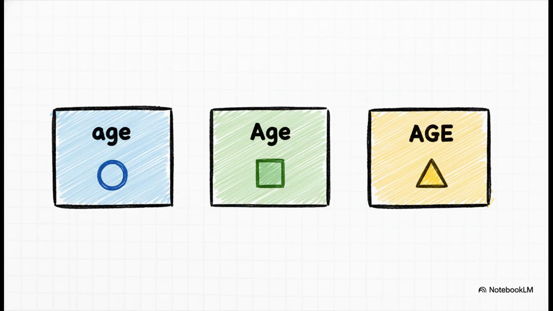Oh, and here's a big one that trips up a lot of beginners. You have to remember that Python is case sensitive. That means age with a lowercase a, age with a capital A, and age in all caps. Those are 3 completely separate, different variables as far as Python is concerned. So be super careful with your capitalization.